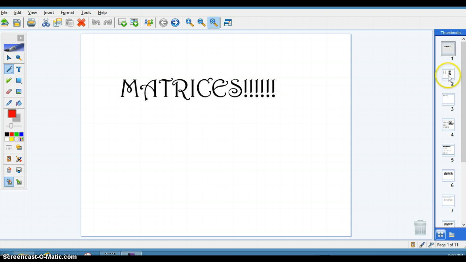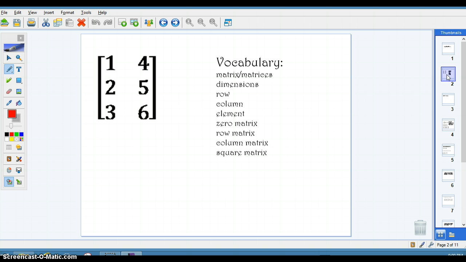There we go. Okay. So I want you to take a look at this and write down this picture right here of a matrix. And I want you to use this vocabulary here to label the parts. What is a row? What is the matrix? What is the dimensions? What is the column? Okay, take a few minutes to do so.